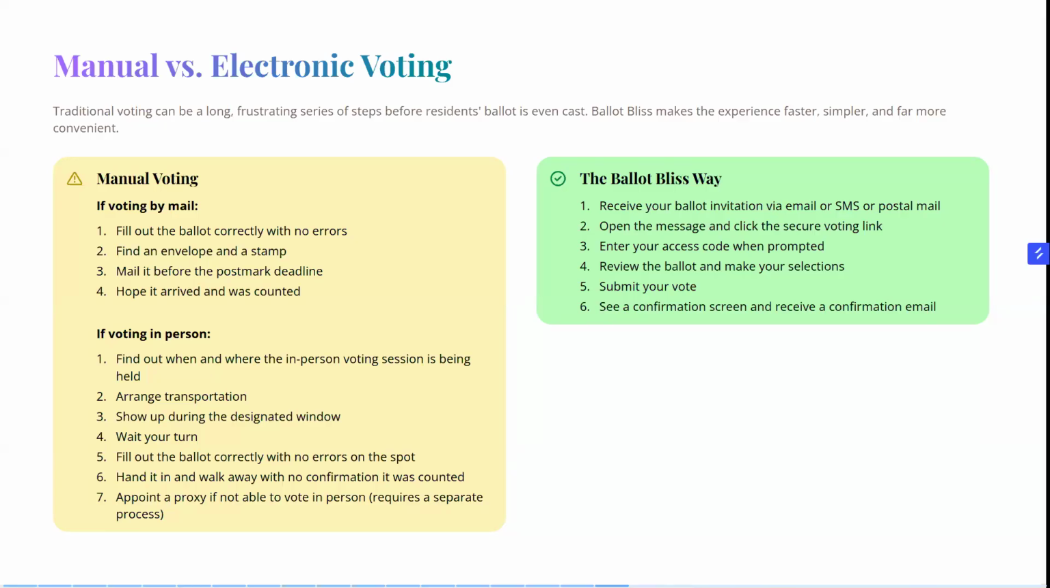Every step you remove from that process is a barrier you are eliminating for a resident who might otherwise not have voted at all. And in an election where you need 50 to 67% participation, every one of those votes matters.